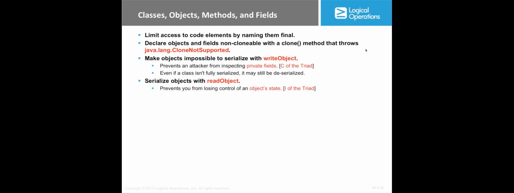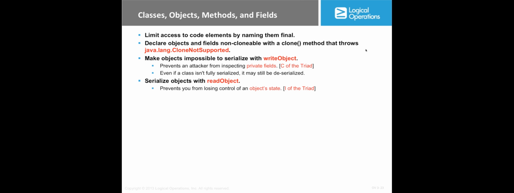So what we do is we use the command write object. What that does is it prevents the attacker, excuse me, from inspecting the private fields. So it ensures that beginning part of security through obscurity. You can see it when you unpackage the entire code. However, when I use write object, I'm preventing further serialization of that object. That is the C of the triad that we're talking about.